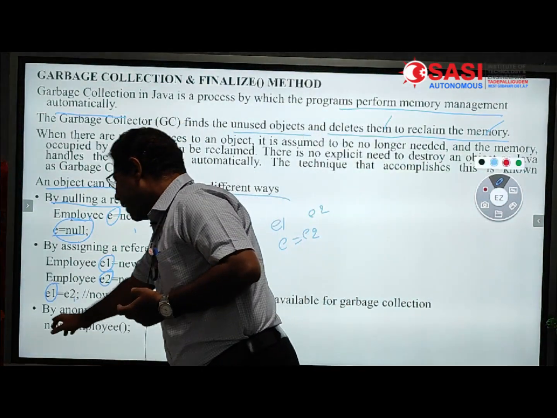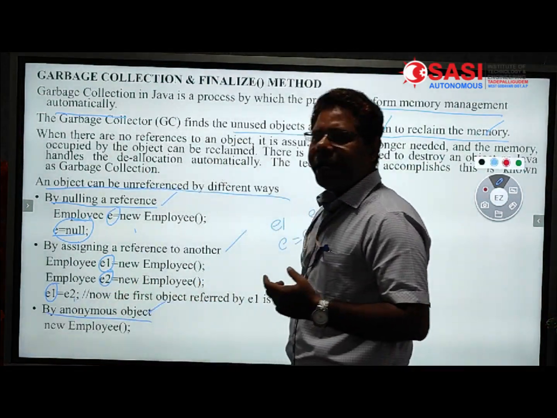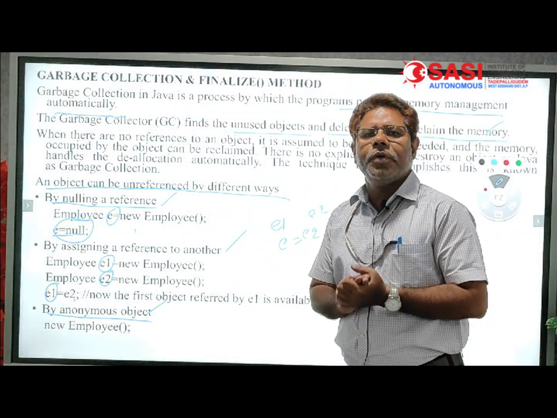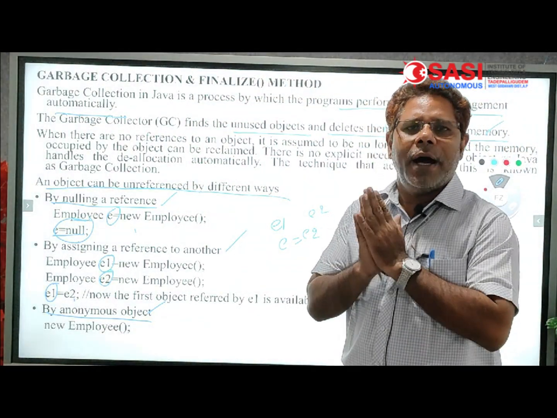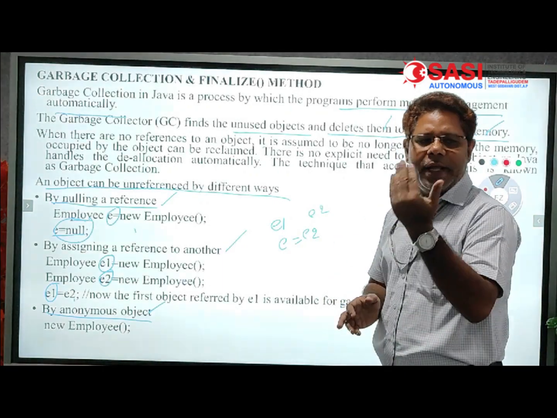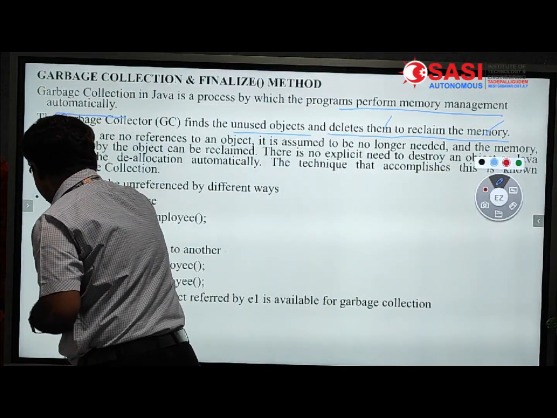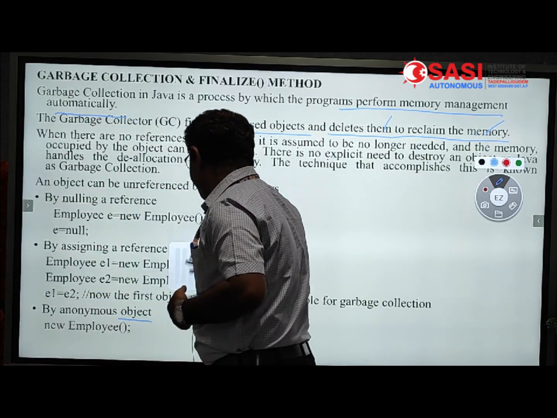Third case is the anonymous object. So we are creating the objects without names. So in that case also, we need to delete the unused objects and we can recover the memory. So we can see how we can achieve the garbage collection.